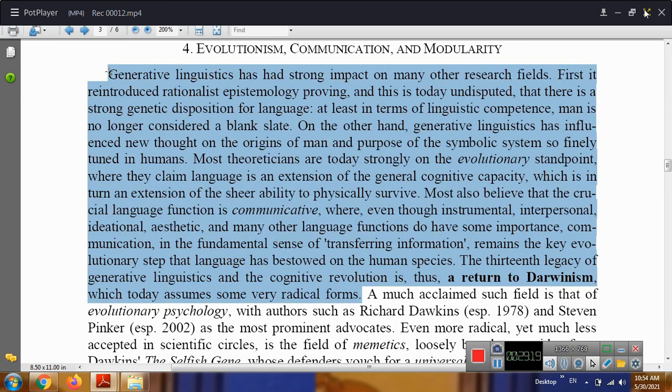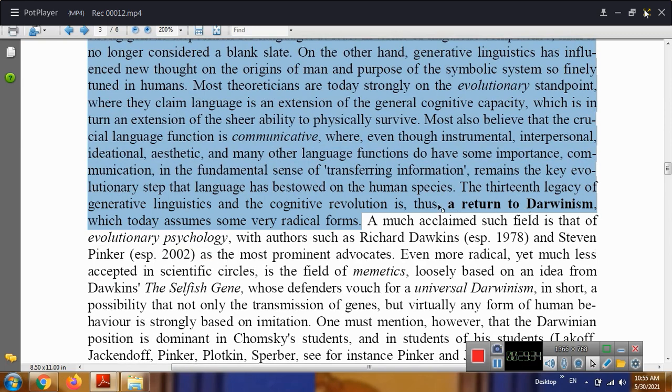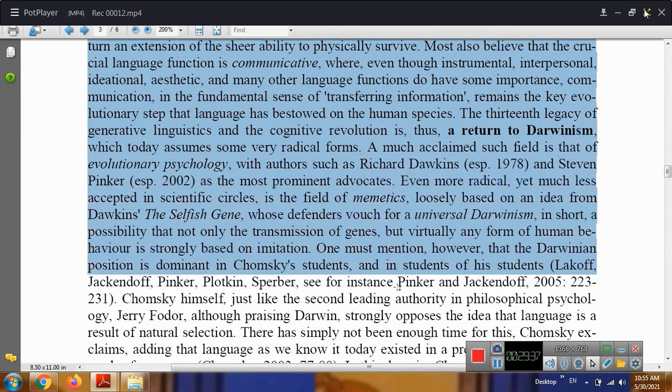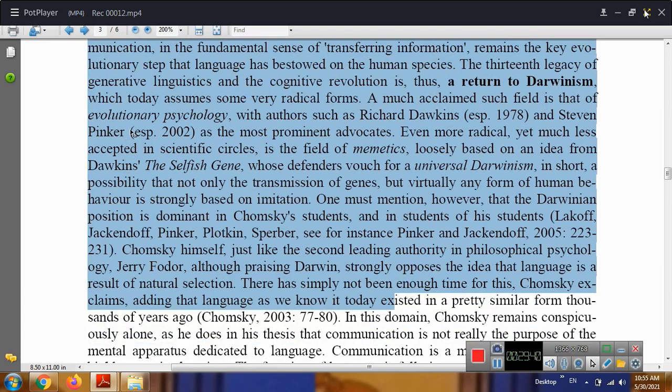Okay, here you can see legacy 12 of generative theory, which was returning to Darwinism, and here we explain this matter. A much acclaimed such field is evolutionary psychology, with authors such as Richard Dawkins in 1978 and Steven Pinker in 2002 as the most prominent advocates.